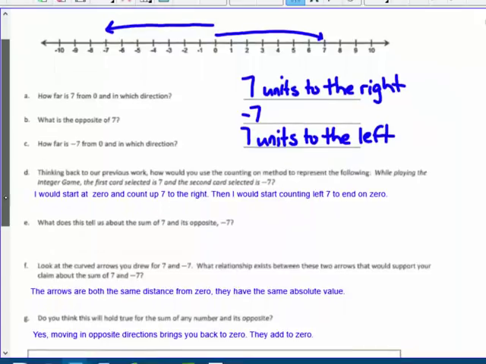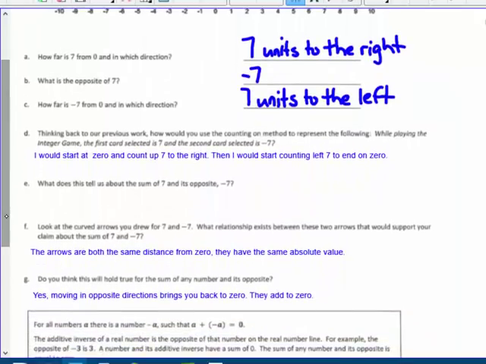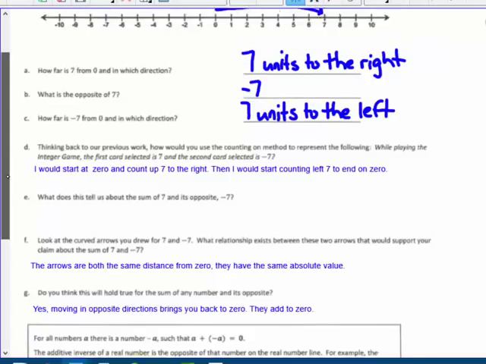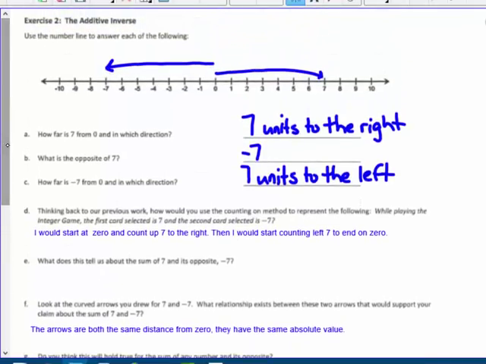Thinking back to our previous work, how would you use the counting on method to represent the following? While playing the integer card game, the first card selected is 7 and the second card selected is -7. So you would start at 0, and I'm going to show this on the number line. I would start at 0 and count up 7 to the right. Then I would start counting left 7 to end at 0. So if I got a 7 and a -7, the sum of my two cards would be 0.